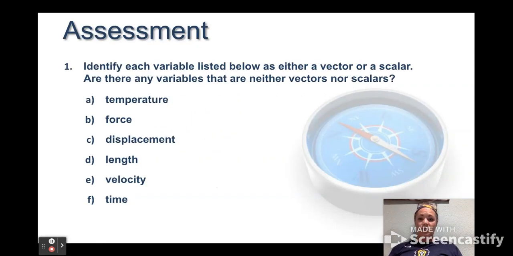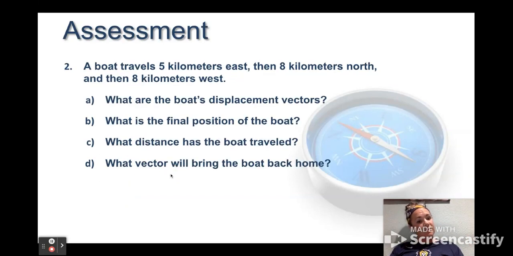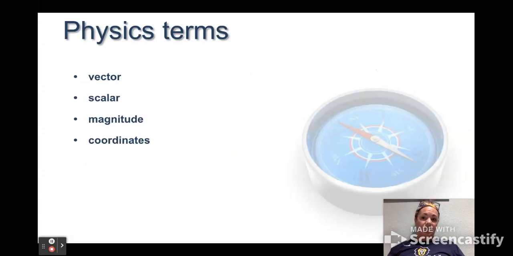You're going to be answering questions like: identify each variable listed below as either a vector or a scalar. You should be able to do this by the end of the lecture. And then being able to solve problems that give you information about something that's in motion. A boat travels 5 kilometers east, then 8 kilometers north, then 8 kilometers west. We're really looking again at displacement. So what are the boat's displacement vectors? Remember, that has to do with direction. What's the final position of the boat? And then what is the distance? That's scalar. What vector will bring the boat back home? So we should be able to apply the information and solve problems like this.